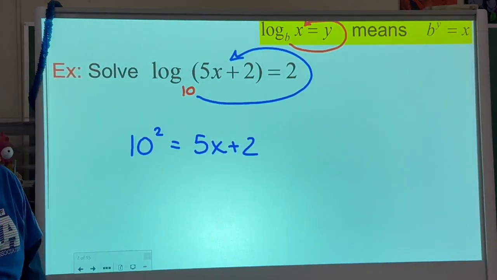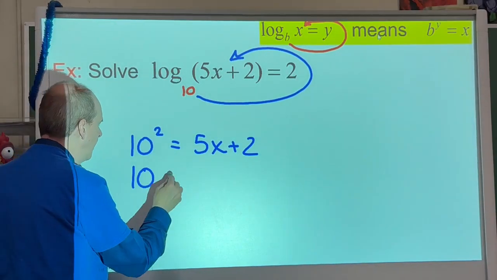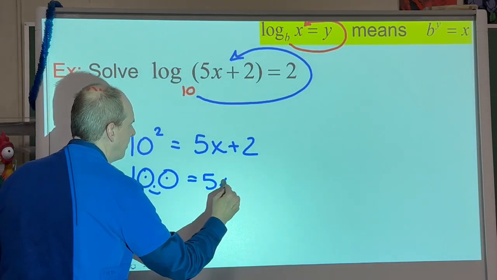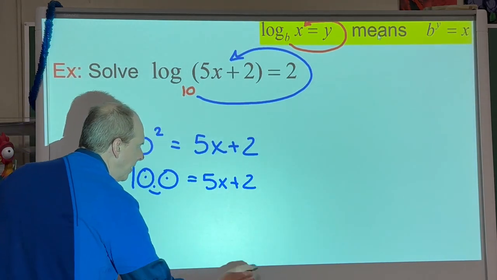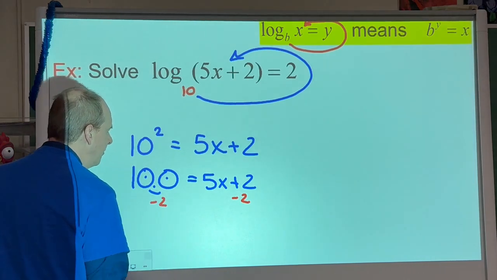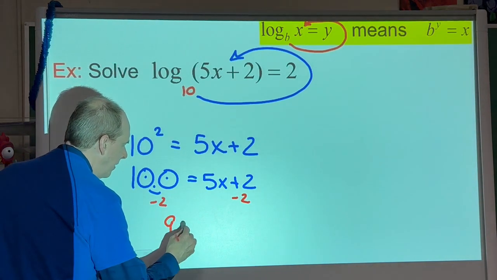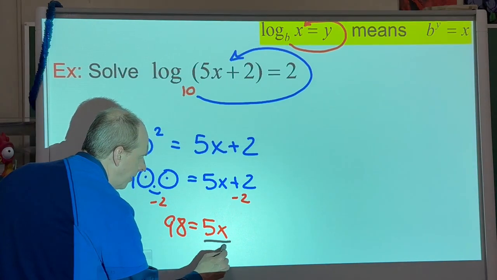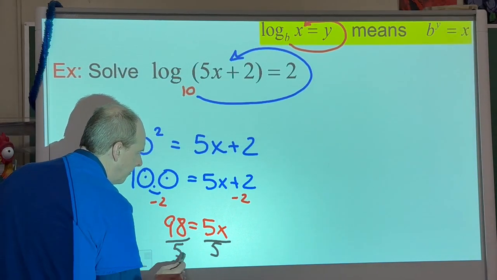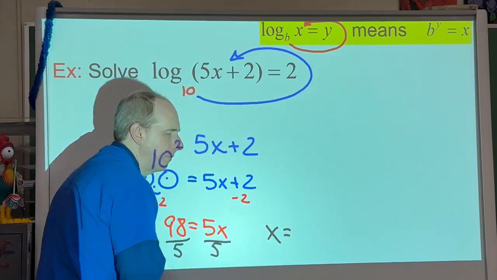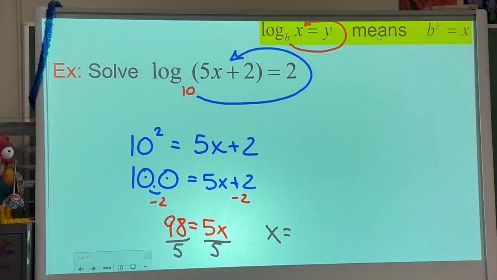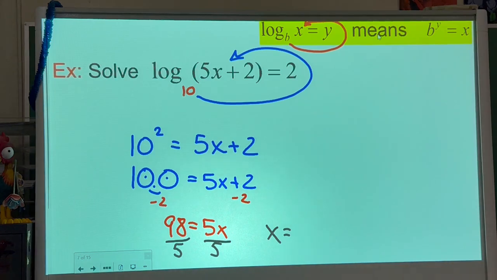How much is 10 squared? 10 times 10? Good. Yes, it is 100. I like that. Equals 5x plus 2. Minus 2, minus 2. 100 minus 2 would be 98. Equals 5x. We divide by whatever's in front of the x to get our answer. Take your calculator. 98 divided by 5. I got 19.6.